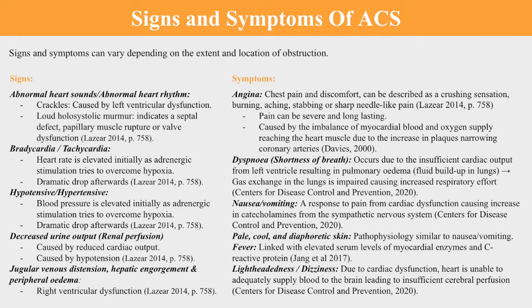Symptoms of acute coronary syndrome that may be experienced include angina, also known as chest pain and discomfort. This can be described as a crushing sensation, burning, aching, stabbing, or sharp needle-like pain that may be severe and long-lasting. This pain has the potential to slowly radiate to the back, jaw, shoulders, and arms.